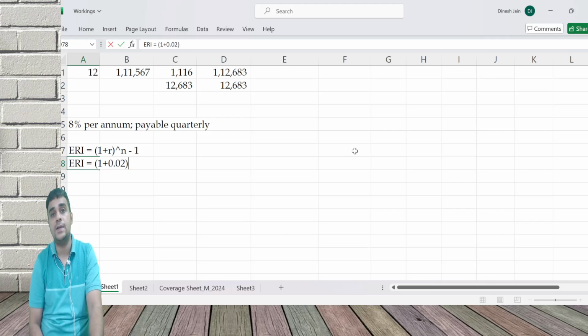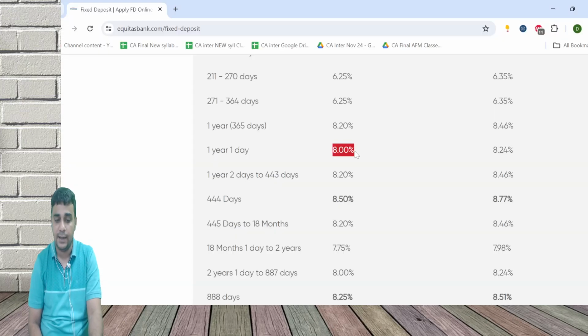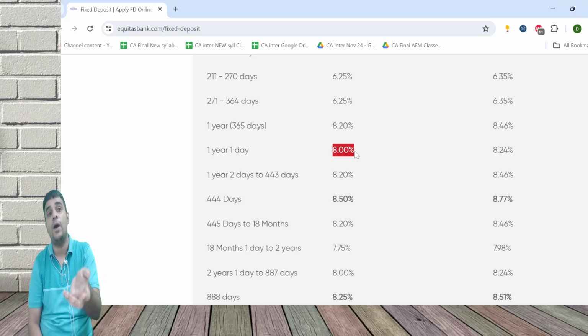How many quarters in a year? Power 4 minus 1. Do this and tell me. Which is what is given in that table there. I had shown you the website of Equitas Bank, 8%, and on the side they have mentioned 8.24% because they are paying quarterly interest.